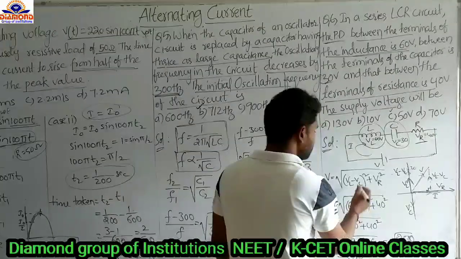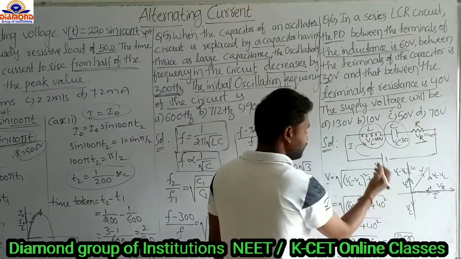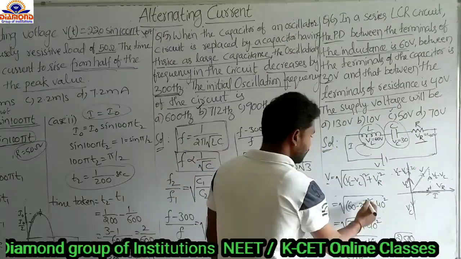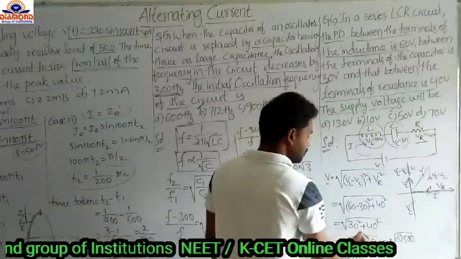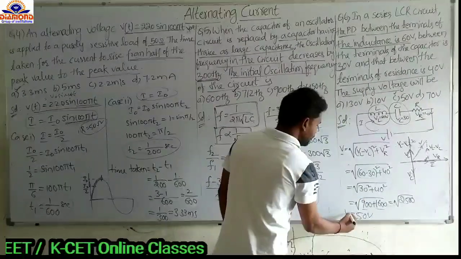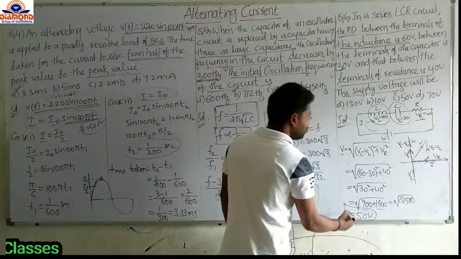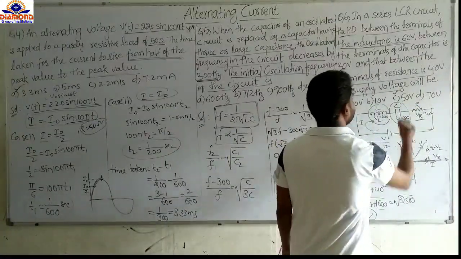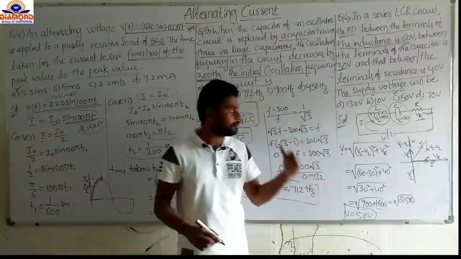VL is given as 60, VC as 30, VR as 40. Now substitute: 60 minus 30 is 30, so 30 whole square plus 40 whole square. 30 square is 900, 40 square is 1600, total is 2500. We get the net voltage, or supply voltage, equal to 50 volt. So the answer is C, 50 volt. Like this, solve the problems.